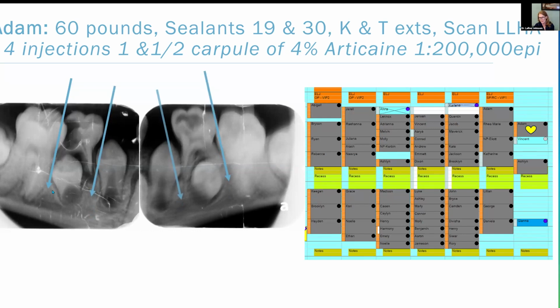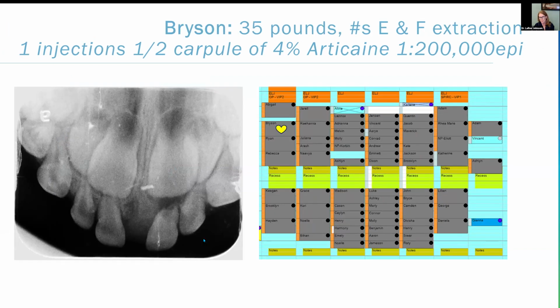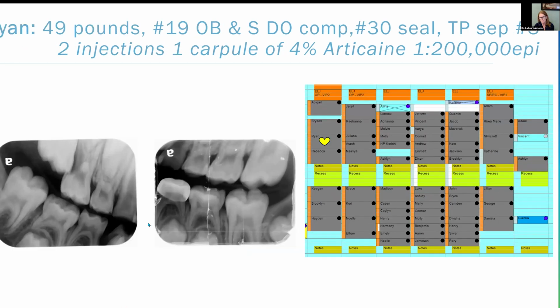Did the same thing on the other side. I actually aimed a little bit lower for her and everything went well. All right, Bryson, 35 pounds, ENF extraction, just one injection, half a carpule, just right there. Everything was great.